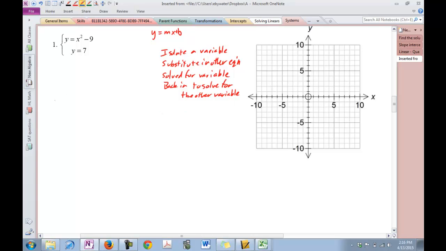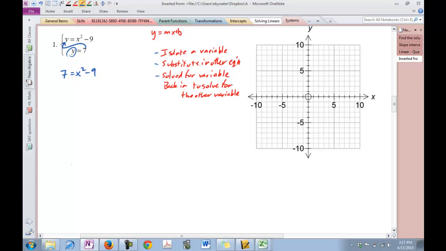Now let's go ahead and do substitution first, just because most of you like substitution better than graphing, and I'm with you there. So for substitution, we first isolate the variable. Hey look, y is all by itself. Done. I don't have to do anything else. Then I substitute in the other equation. So instead of y, I'm going to put 7 in for y right there. So I'm going to have 7 equals x squared minus 9.